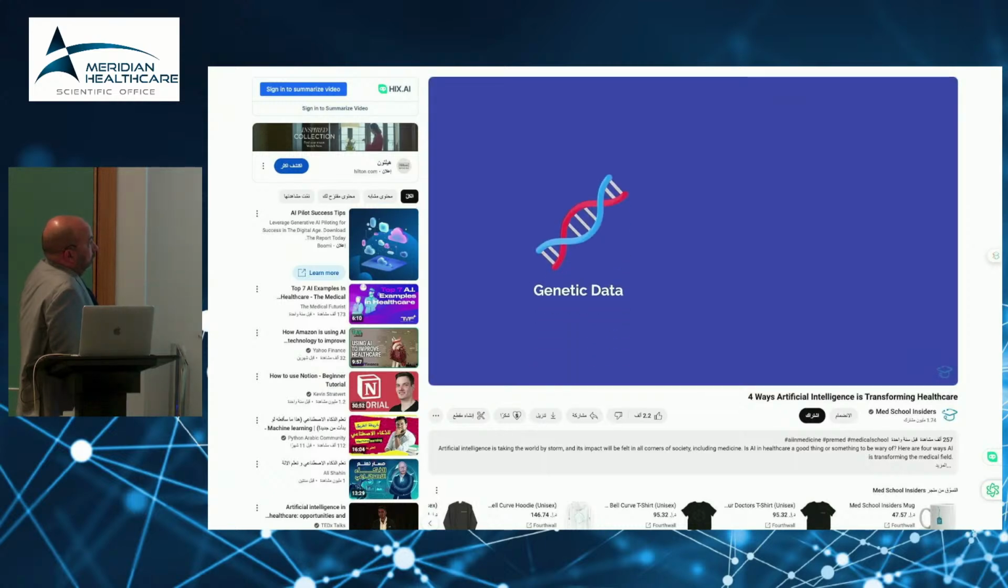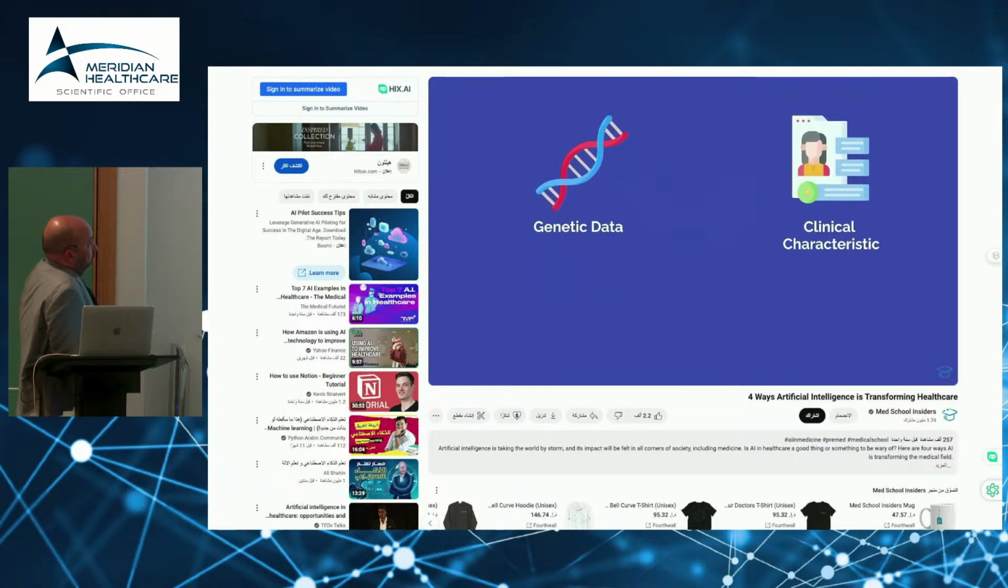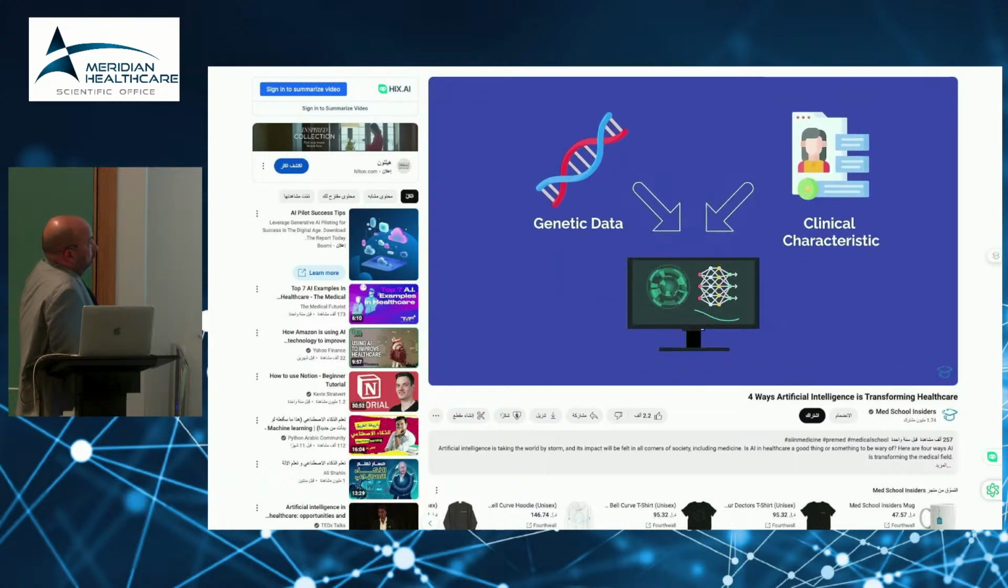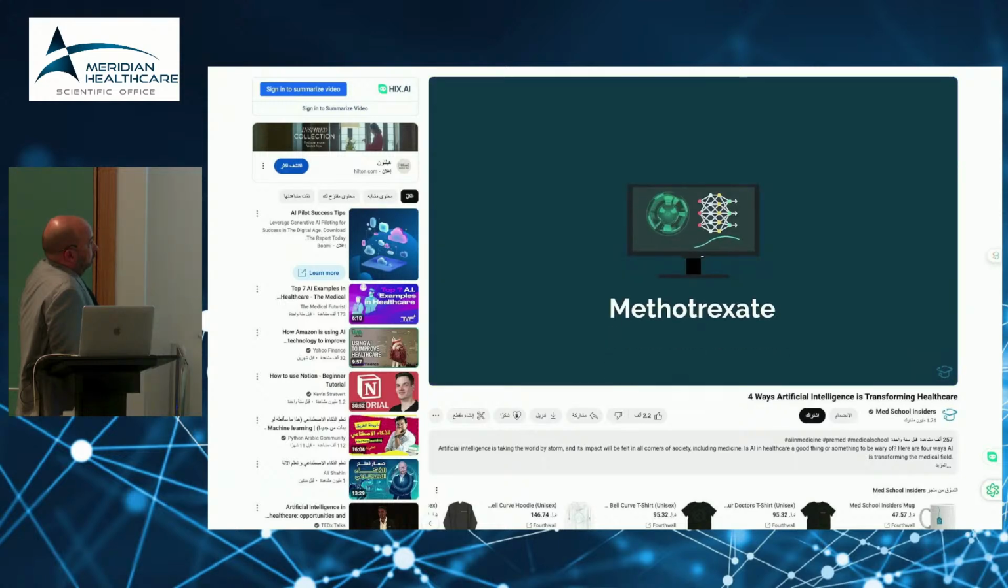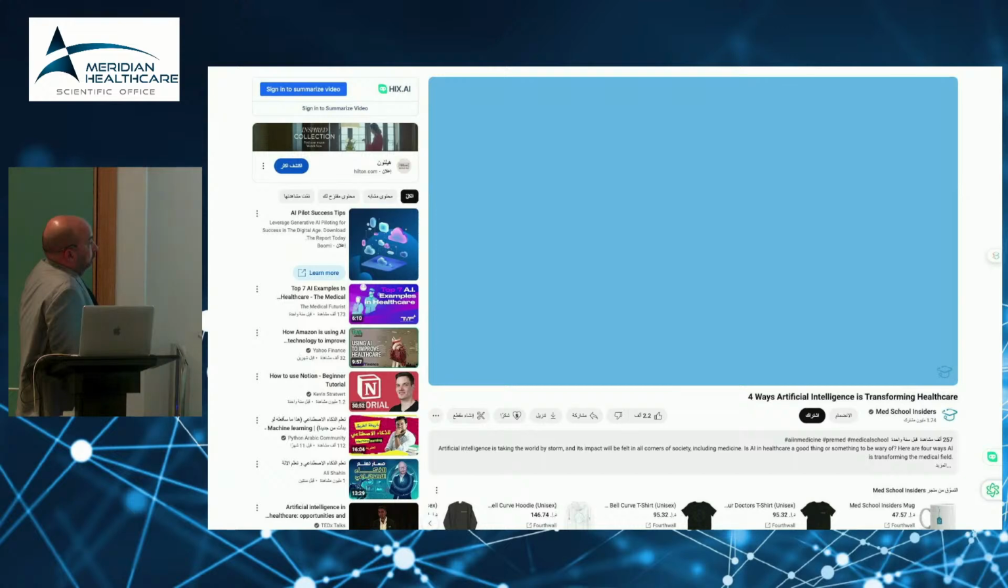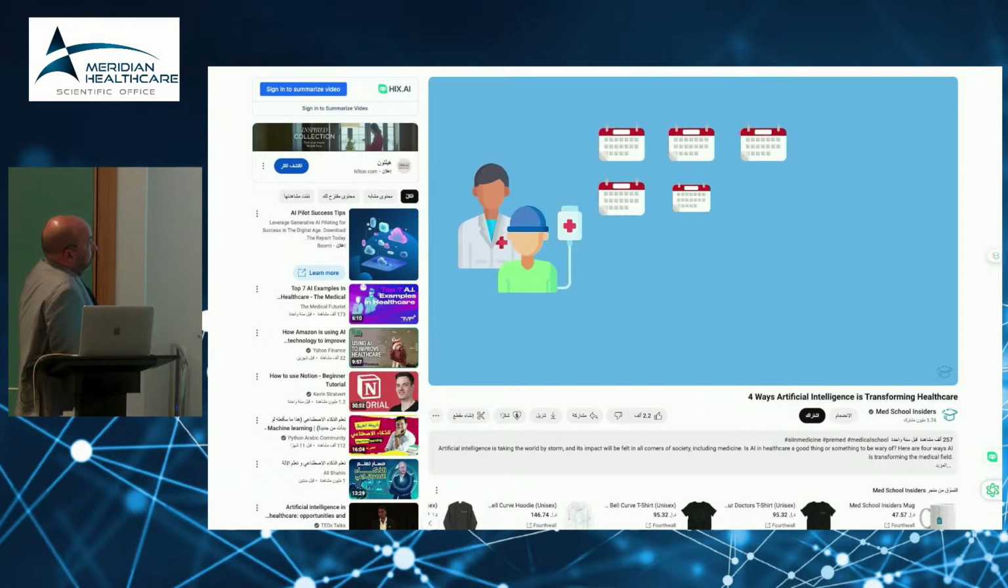Researchers at Mayo Clinic use genetic data and patients' clinical characteristics to develop a machine learning algorithm to predict patient response to methotrexate, one of the most important rheumatoid arthritis drugs. Instead of having both doctors and patients wait months to determine the efficacy of a certain drug, these models can direct both doctors and patients toward more effective treatments immediately, saving the patient both time and money.